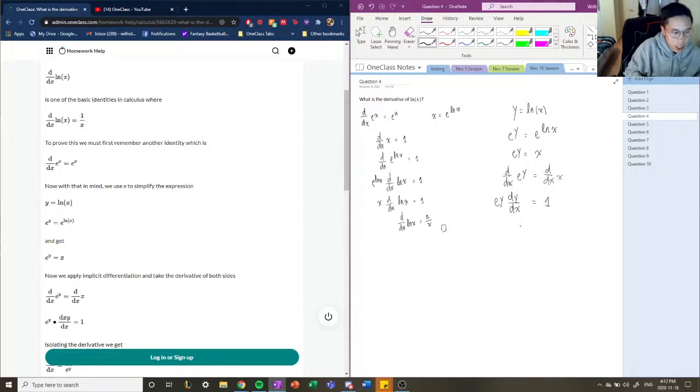Okay, so now they have dy/dx equals 1 over e^y. But they notice that e^y actually just equals x. So they're going to say this equals 1 over x, right? And dy/dx can be alternatively written as d/dx of ln x, because they just took this y, which is just ln x, and now we have proved that the derivative of ln x equals 1/x in 2 different ways.